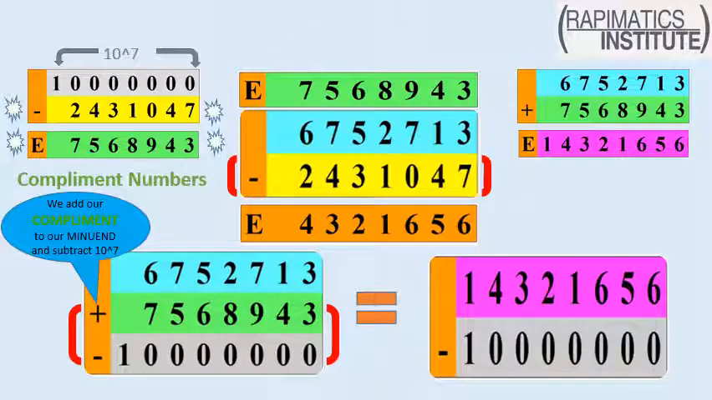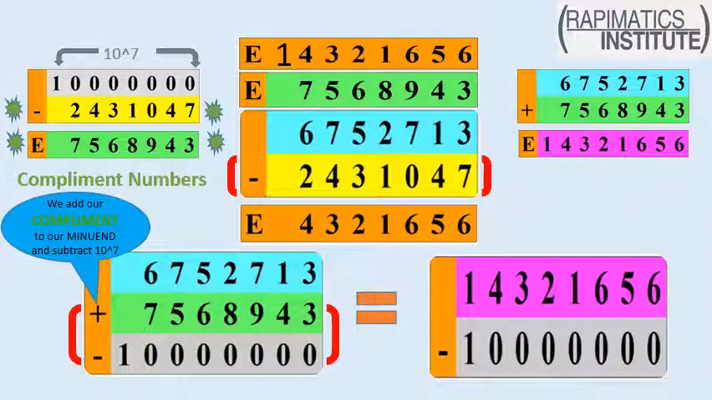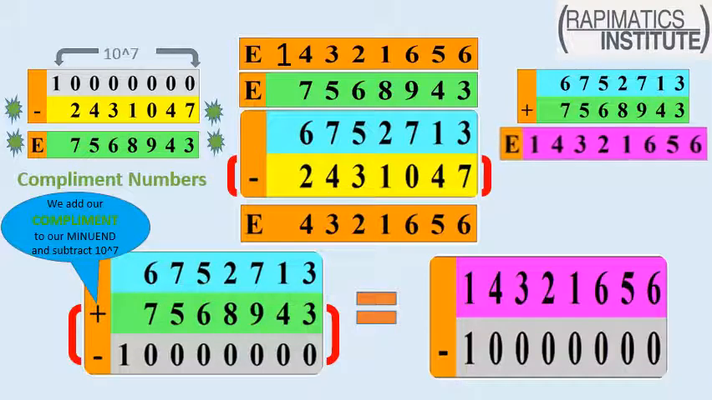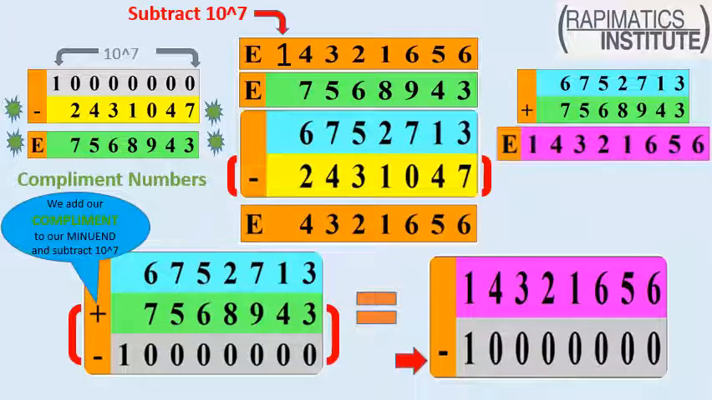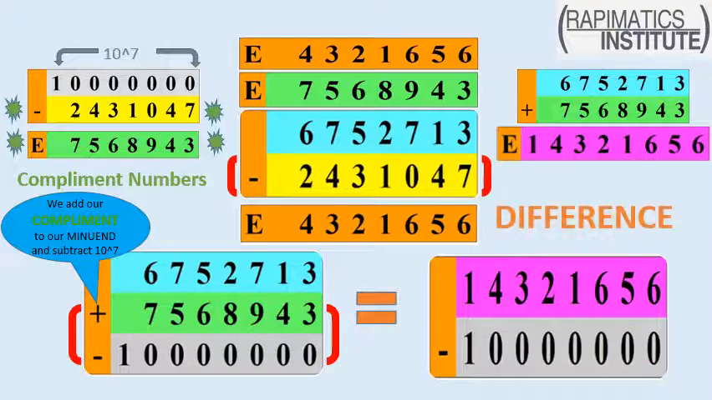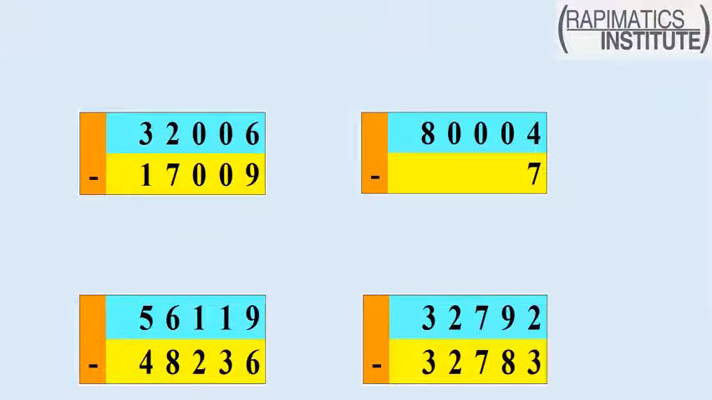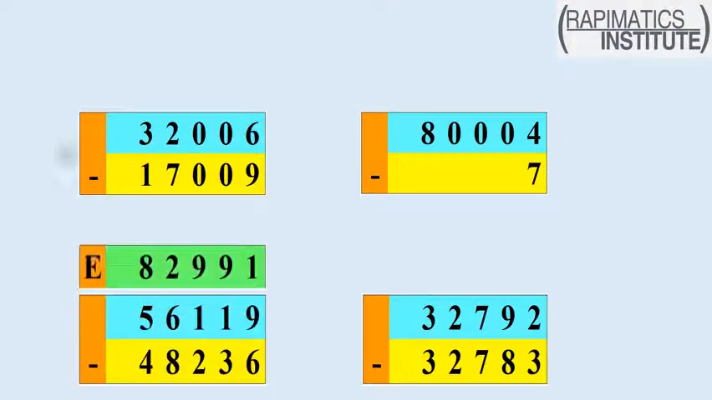Add our complement to our minuend, get our answer, subtract the power of 10. Very good. And these are our last problems we're going to do, so take some time. Pause for a second and try to do these yourself. Remember, you're just going to add the complement and subtract the power of 10 that appears. Your final answer.